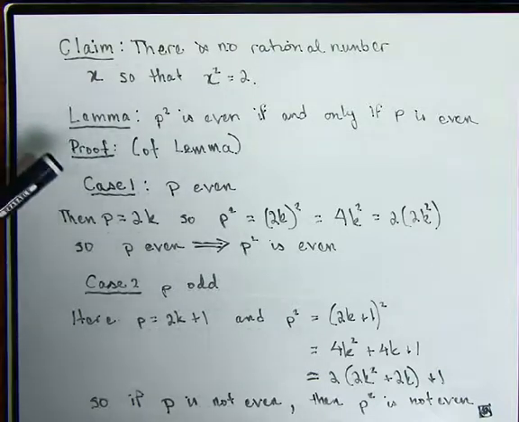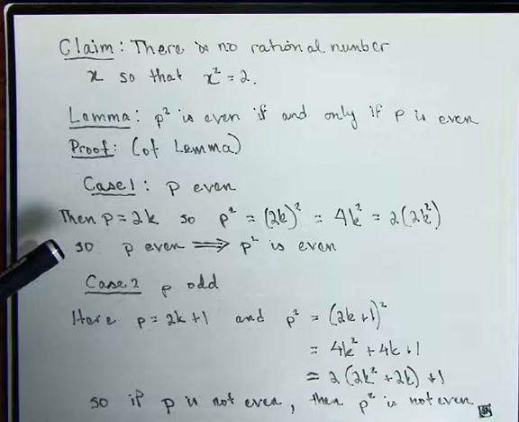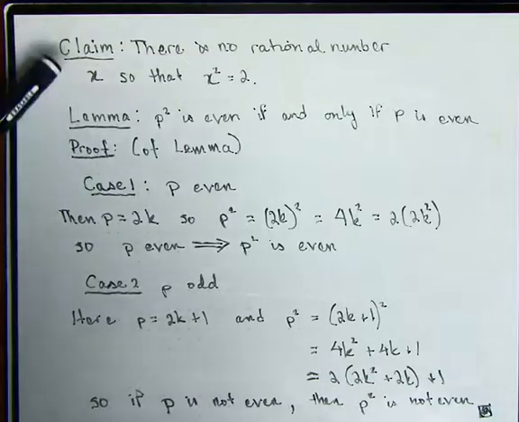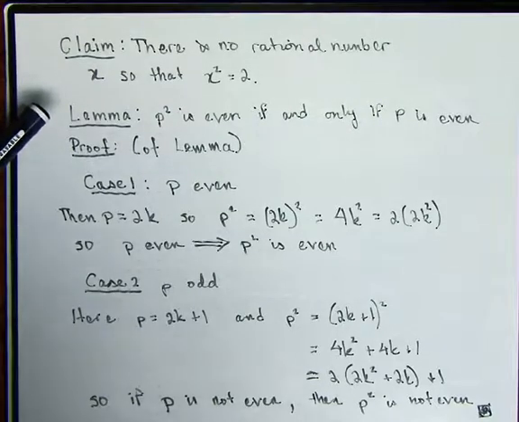This is a proof that's actually discussed in a fair amount of detail in the book, but I would like to go ahead and give even more information. This is a proof that every student of mathematics should be familiar with and should be able to reproduce. The claim that we're trying to prove is that there is no rational number x so that x squared equals 2. Now this proof is going to make use of something called a lemma.